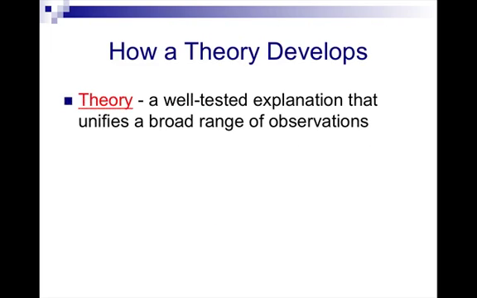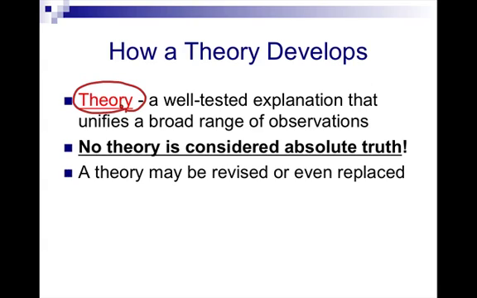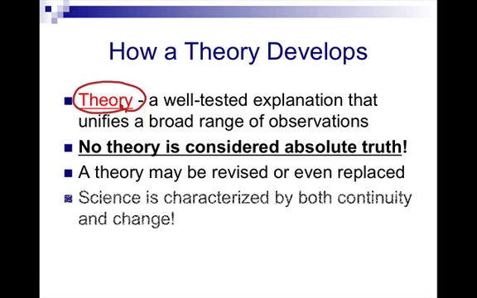Our last vocabulary word, which is key, is a theory. And I know that you've heard this word before. A theory is a well-tested explanation that unifies a broad range of observations. So this is the big picture, the huge picture. Yet, no theory is considered absolute truth, which means science is ongoing. Science is always changing. Scientists always look for some new answers. So a theory may be revised or even replaced if they can come up with some new evidence through experimentation.